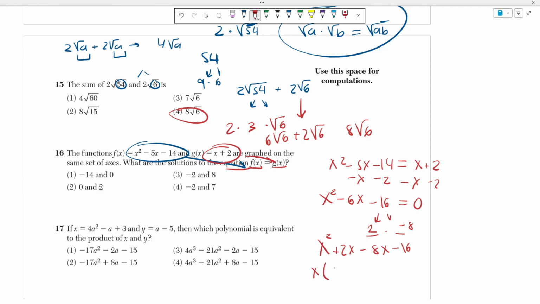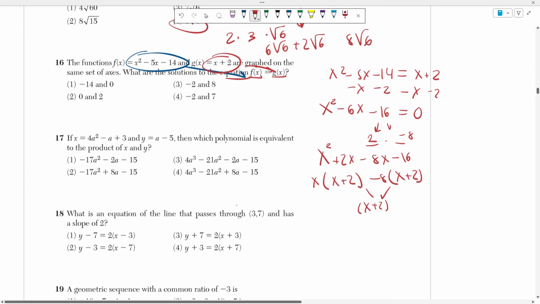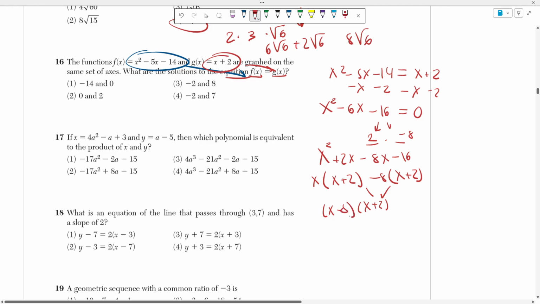I can factor out an x from this side and get x plus 2. Factor out a negative 8 from this side, get x plus 2. Combine these two parentheses into x plus 2 and x minus 8. And remember that all of this is equal to 0. So now the solutions are going to be the values that make this true. The values that do make it true are always going to be called our solution.